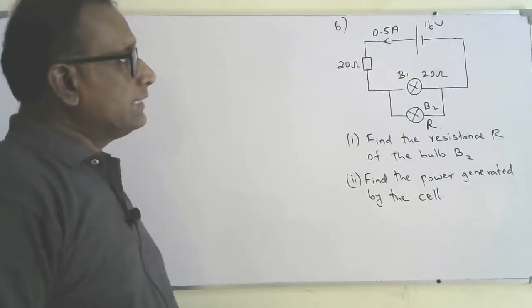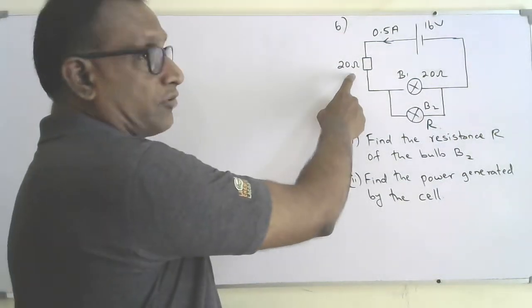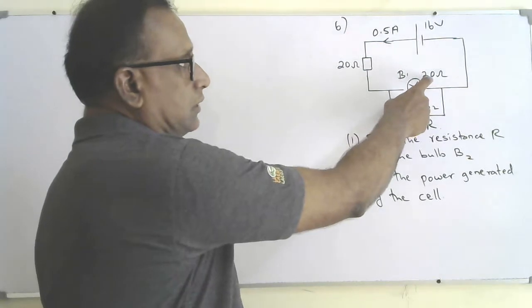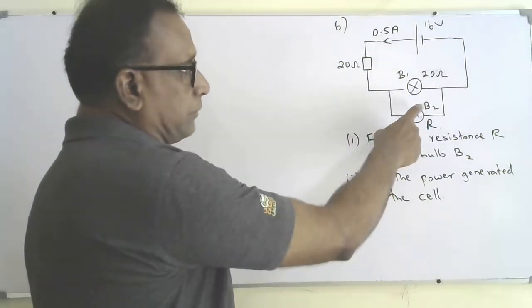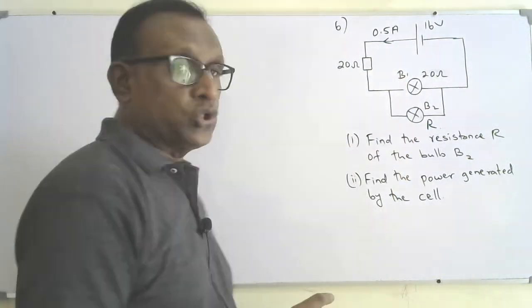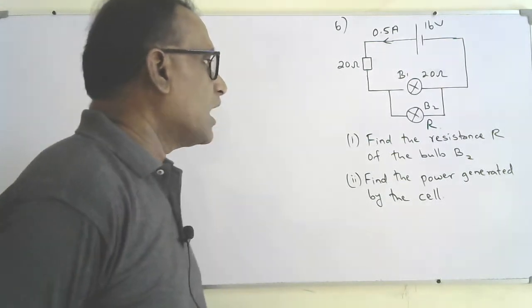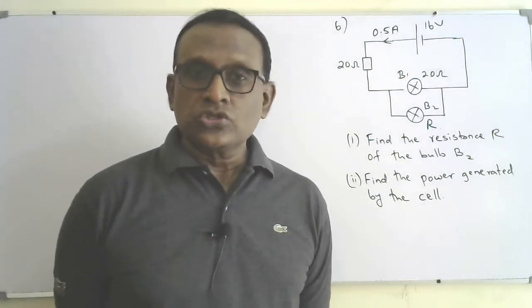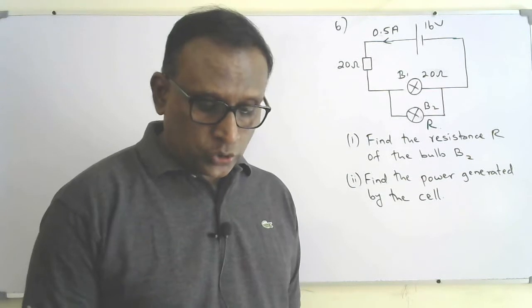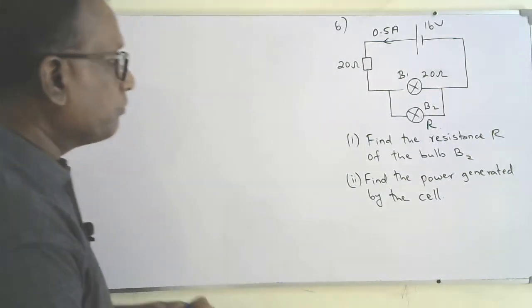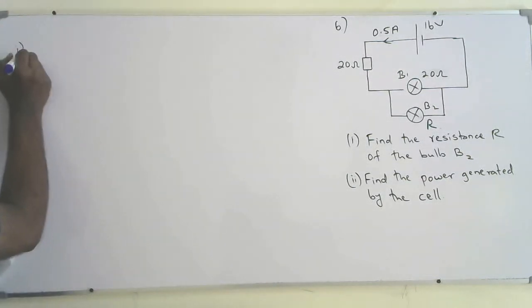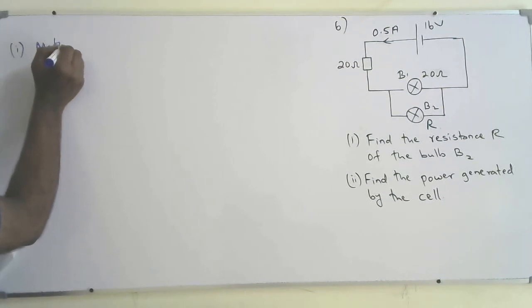Okay, so in this question, a resistor of 20 ohms, bulb B1 of 20 ohms, and bulb B2 of unknown resistance R. First part, find the resistance R of the bulb B2. So the first part, we can do it in two different ways, right? So method 1 for the first part.